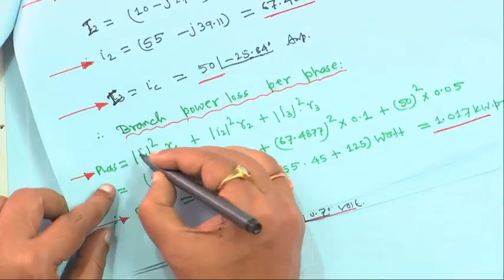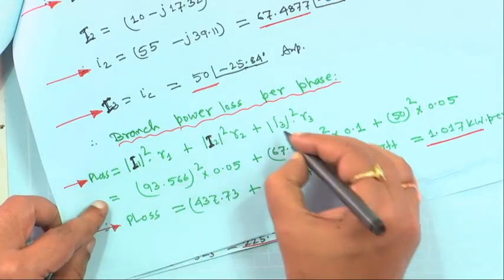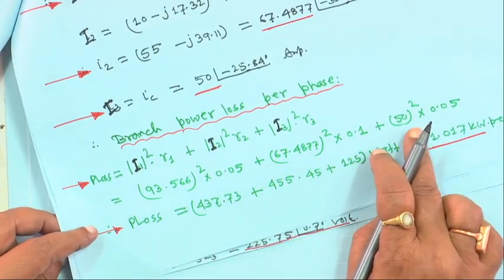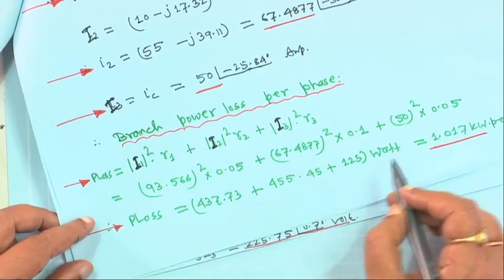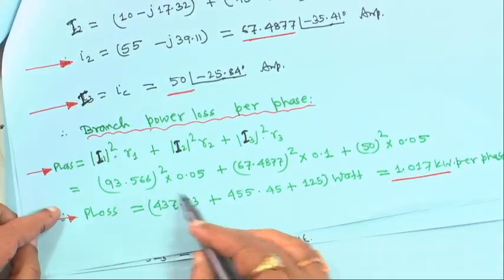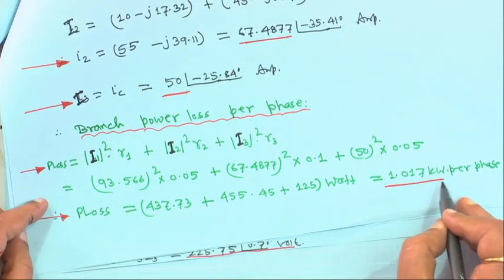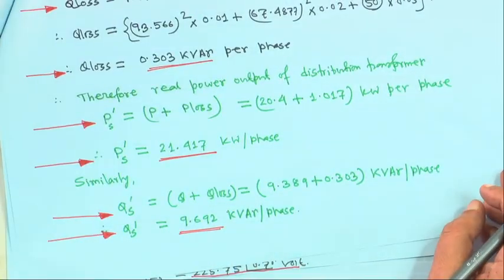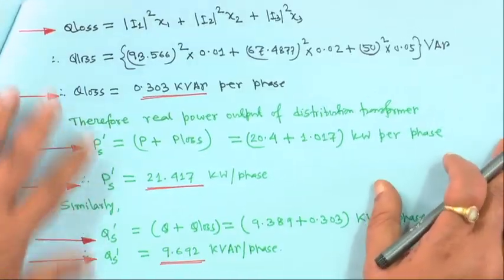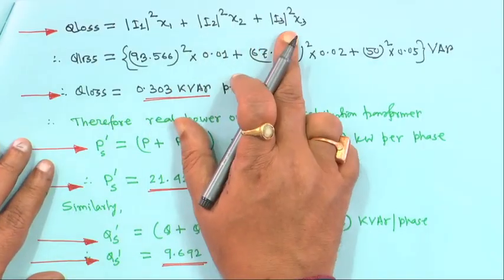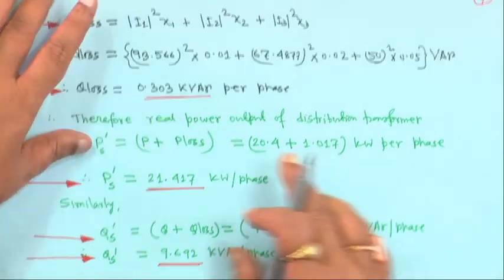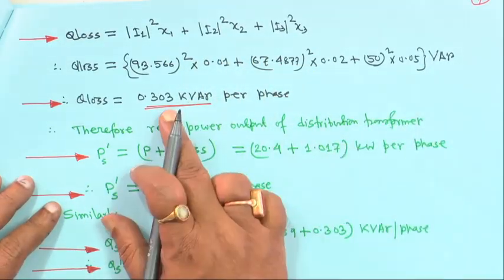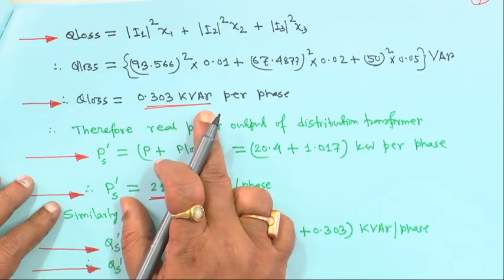So, branch power loss will be capital I1 square R1, capital I2 square R2 and capital I3 square R3, right. All I1, I2 and I3 magnitudes are known, R1, R2, R3 all values are known. So, put it here and if you simplify it will become 1.017 kilowatt per phase, right. This is your P loss. Similarly, for Q loss, here I have written capital I1 square x1 plus capital I2 square x2 plus capital I3 square x3, right. So, substitute all the values of I1, I2, I3 and x1, x2, x3. It will come, converting var to kilovar, Q loss is 0.303 kilovar per phase, right.